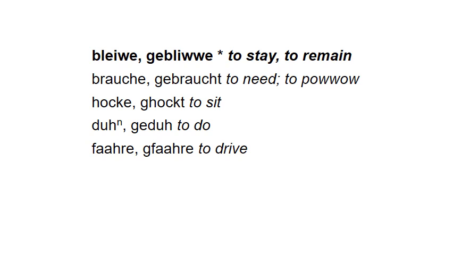Okay, let's go on to some straightforward vocabulary. Bleiwa, gebliwa, means to stay or to remain, and its helping verb is usually ich bin. So ich bin gebliwa, I stayed. Bleiwa, gebliwa. Remember these verbs that end in v, they often have a b sound, right? So ich bleib would mean I stay, or I will stay, or I'm going to stay, ich bleib.